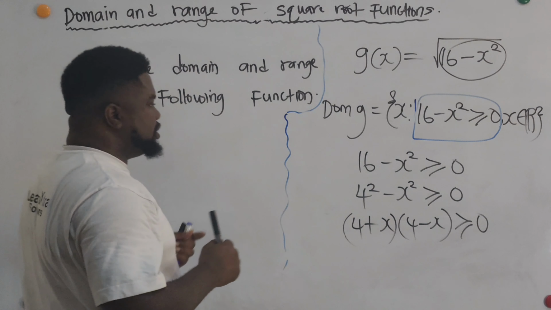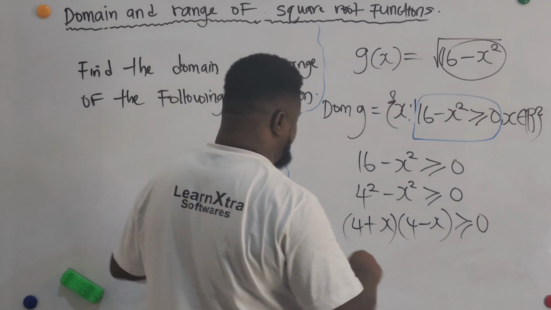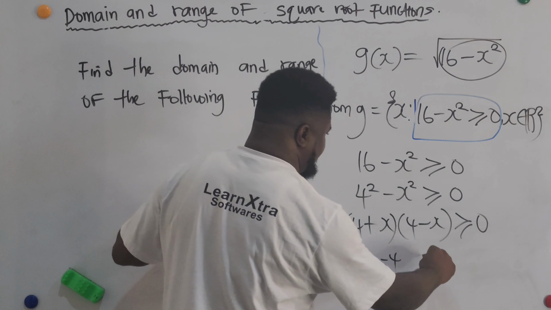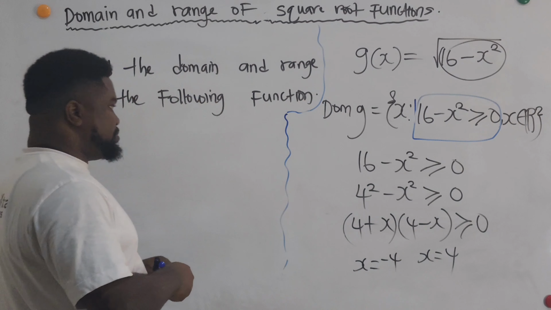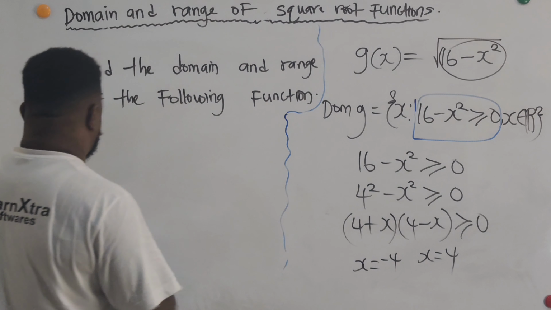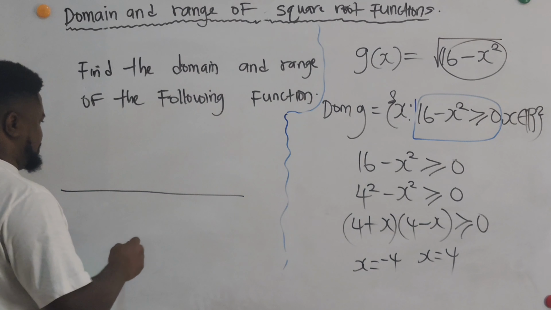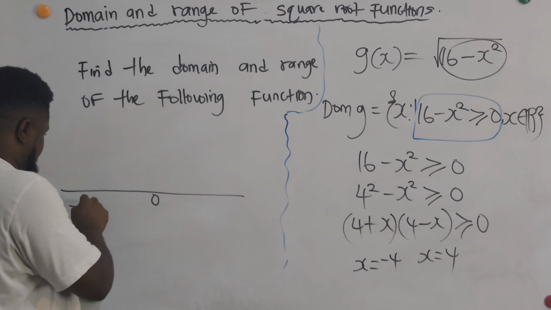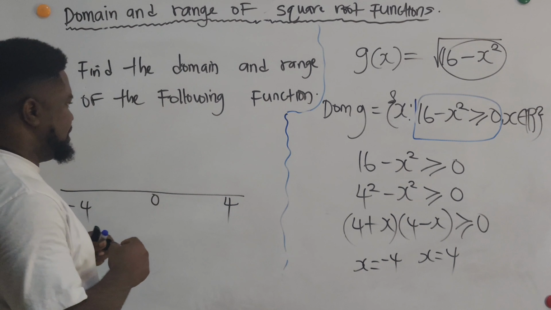Now, the zeros here, what makes these things 0, if you check well, is when x is minus 4. And here, when x is what? 4. That's what makes them equal to 0. Now with this, you find a number line. Your number line looks like this. 0 should be in the middle. The minus 4 is on the left and 4 is on the right.